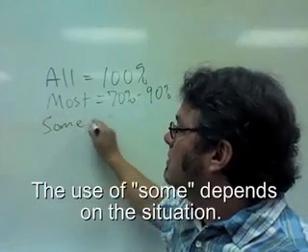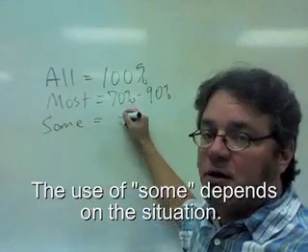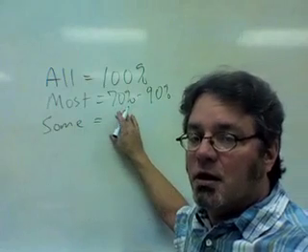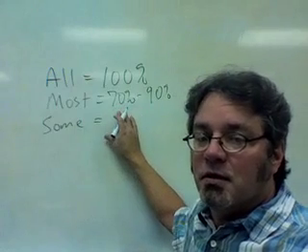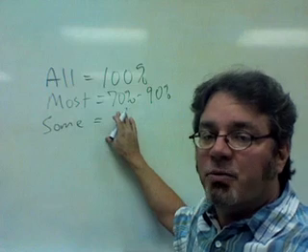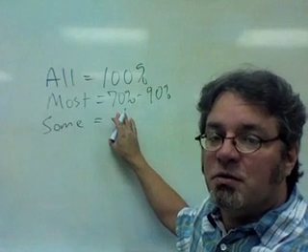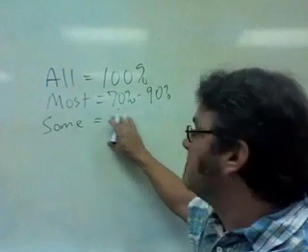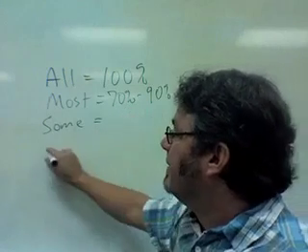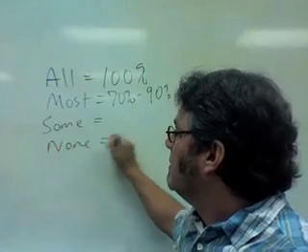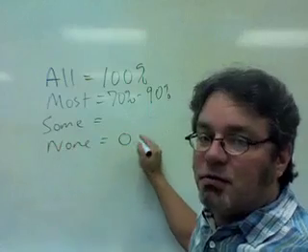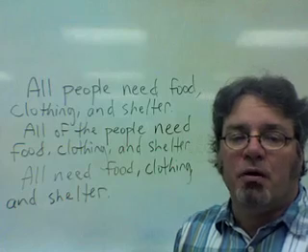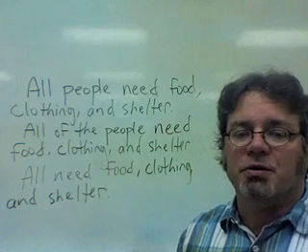Some depends on the situation, so that could be anywhere between a small amount like 5 or 10, 20%, all the way up to 60, 70%. So this depends on the situation. And none is 0.